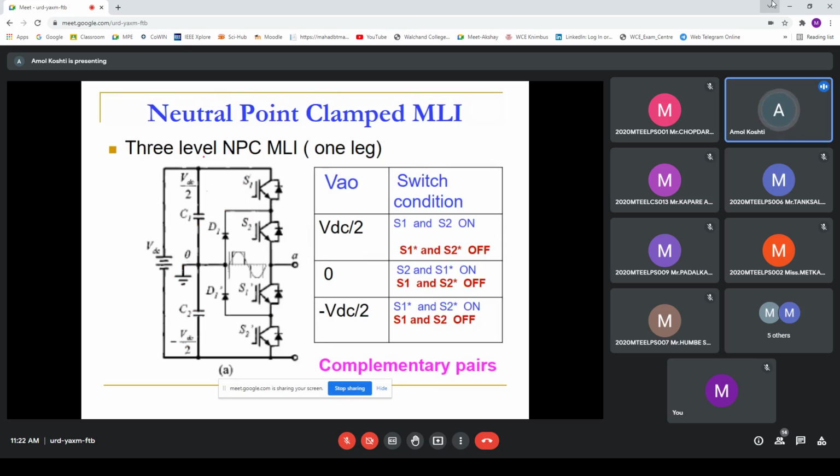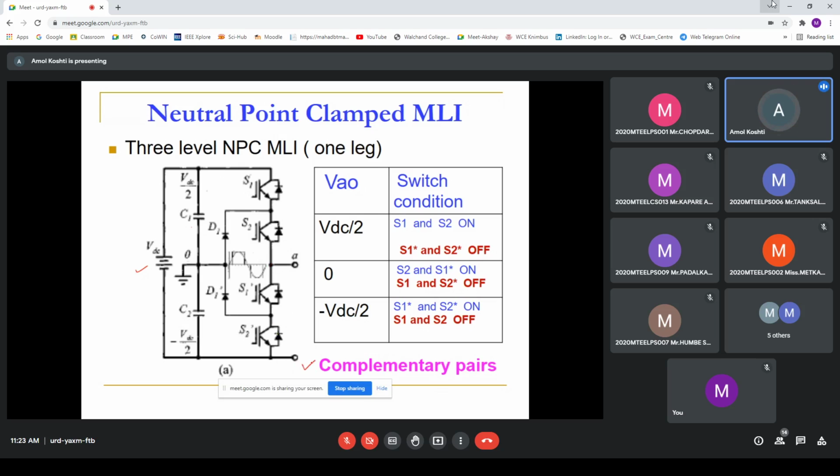So, three levels: neutral point converter, or diode clamp converter. If you see this, this is our input voltage. These are the input capacitors. Here we have four switches for the three-level inverter. Here is the intermediate point of these four switches. Two switches are on the upper side, two switches are on the lower side.